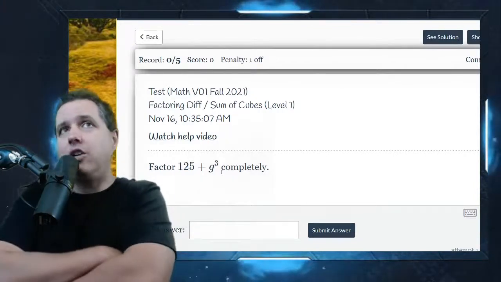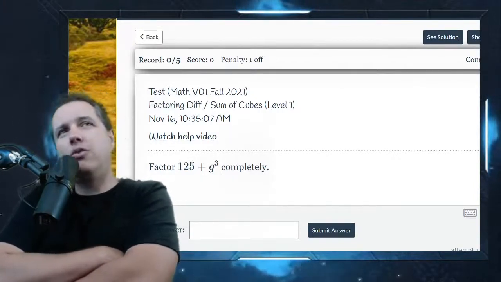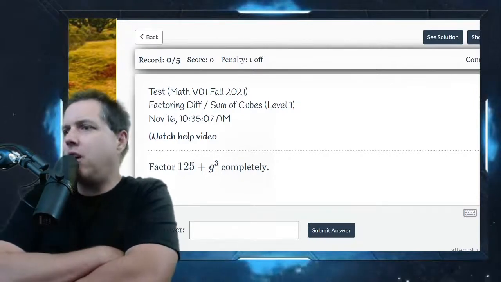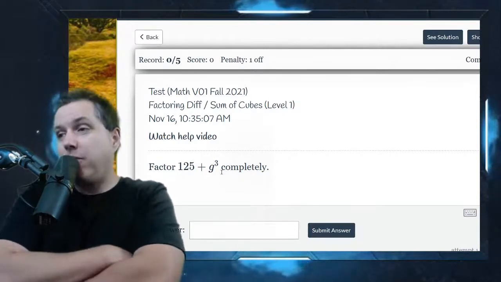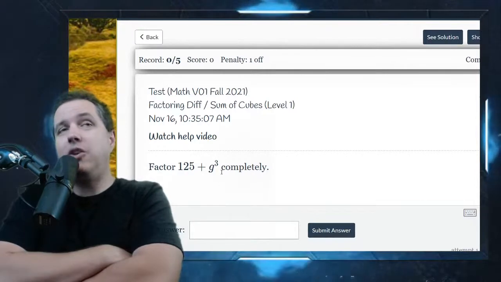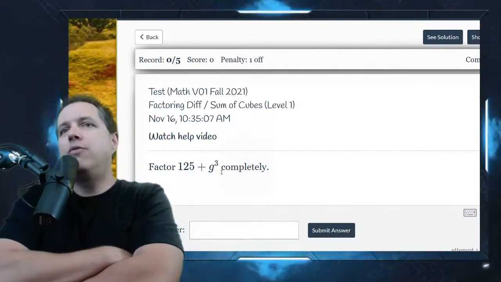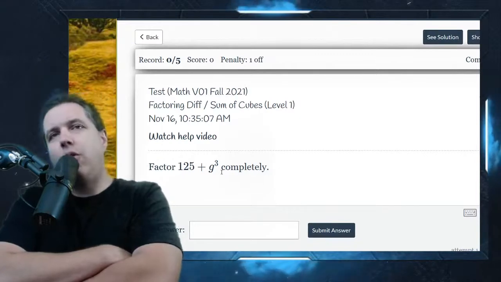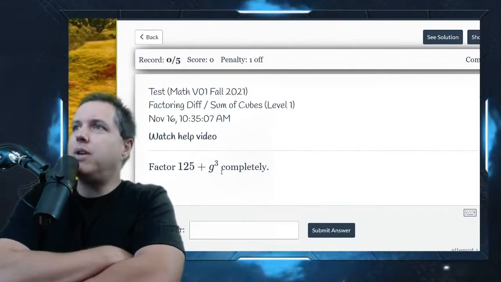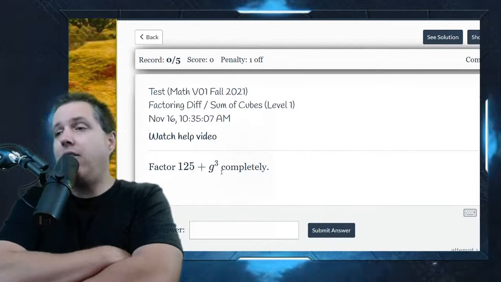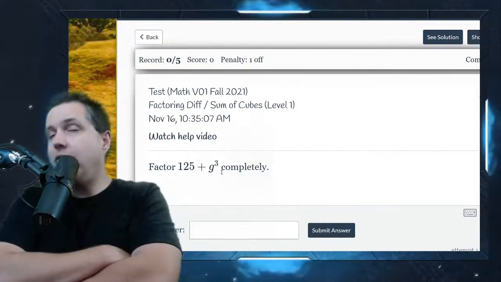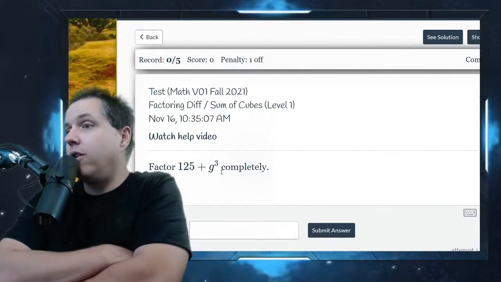125 plus g cubed. And you're sitting there going, 125, is that a perfect cube? I don't even know. Well, you just start going through them, because remember I told you there's not that many that get used. So you go, okay, well, I know that 4 cubed is 64. So what would 5 cubed be? Well, 5 times 5 is 25, times 5 is 125. Oh, that's the one we're looking for.